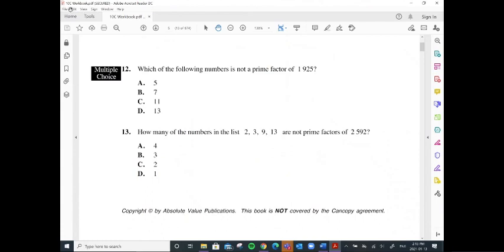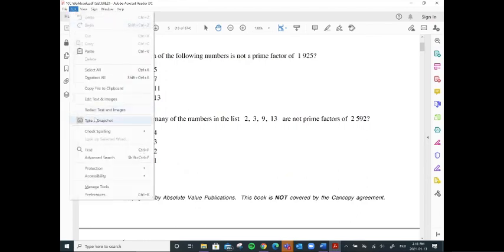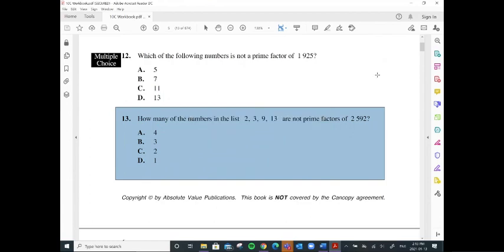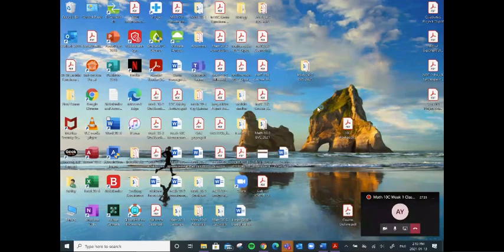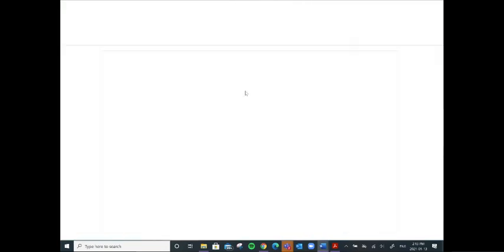Okay, so question 13 here. I'm just going to take a picture of it and pop it into a Word document here. My pen doesn't write very well on PDF, so that's why I like to use Word documents. The pen works a lot nicer and smoother on there. So I'm just going to transfer it over here.